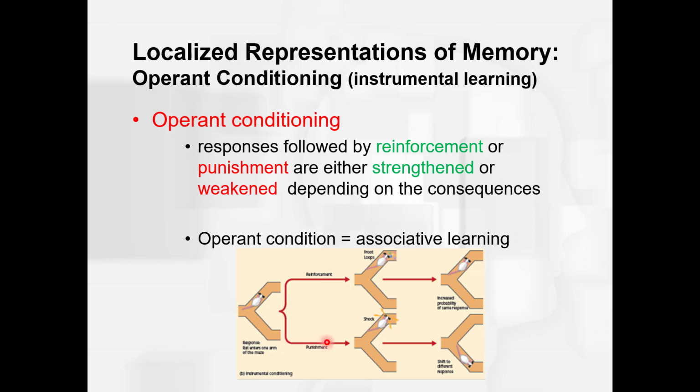Now here, if a punishment occurs, so they go down this arm of the maze and they get a shock, which is an unpleasant consequence, the next time they're less likely to go down that arm of the maze. So the punishment weakened the response to go down that arm of the maze.